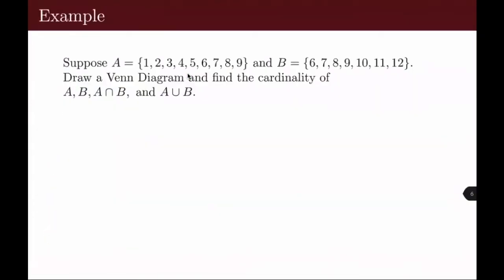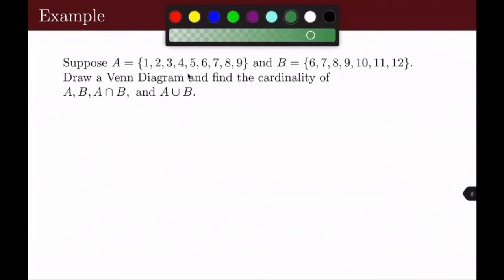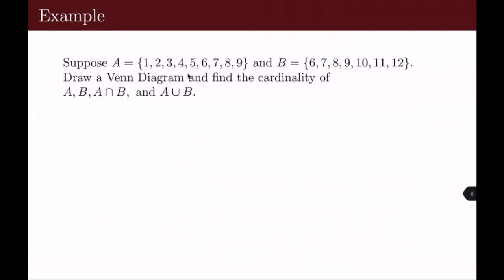Moving on. Example. Suppose A equals 1, 2, 3, 4, 5, 6, 7, 8, 9, and B equals 6, 7, 8, 9, 10, 11, 12. Draw a Venn diagram to find the cardinality of A, B, A intersect B, and A union B. Well, we love drawing Venn diagrams, so this is fabulous.